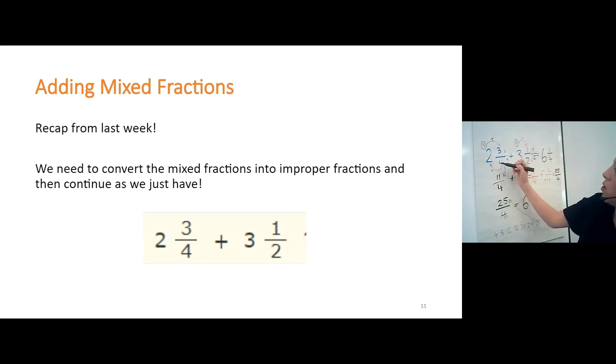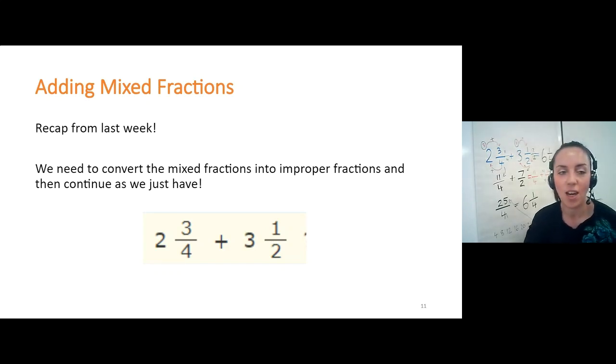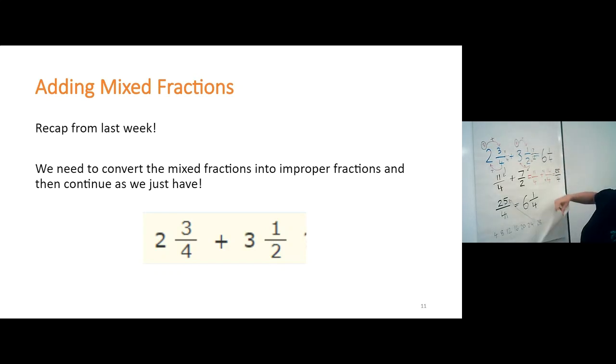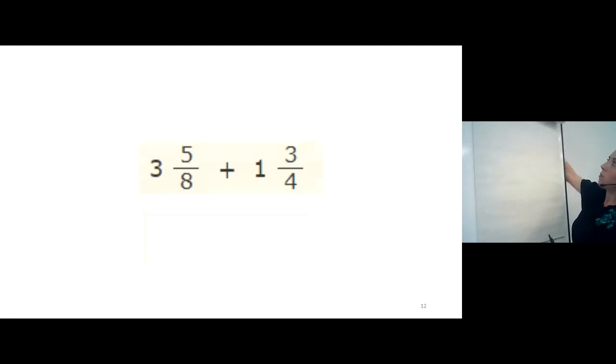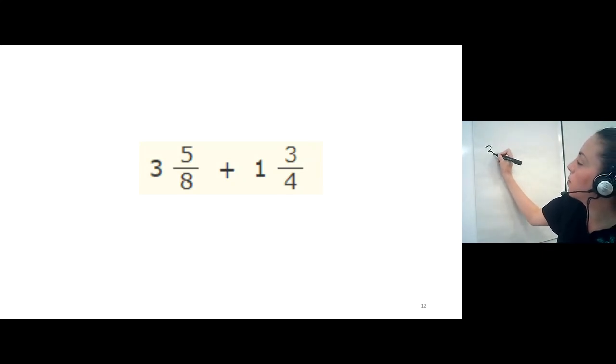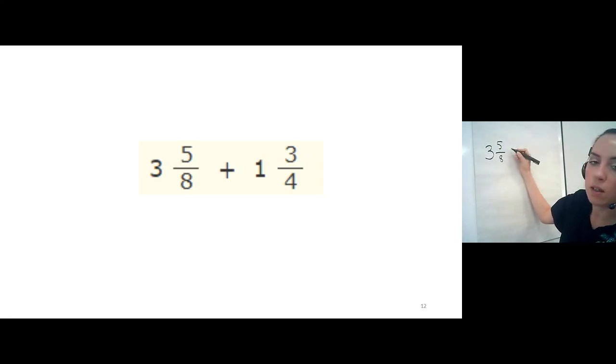So the answer to 2 3/4 plus 3.5 is 6.25. Is that okay? I've got another example for you to have a go at. So hopefully, I'm going to put this on the board. Slide 12. We've got a question. I'm going to let you have a go at this. I'm going to have somebody explain how you did it as well. 3 5/8 plus 1 3/4.